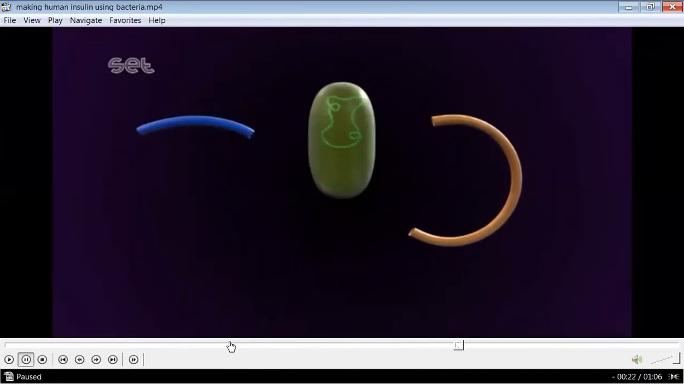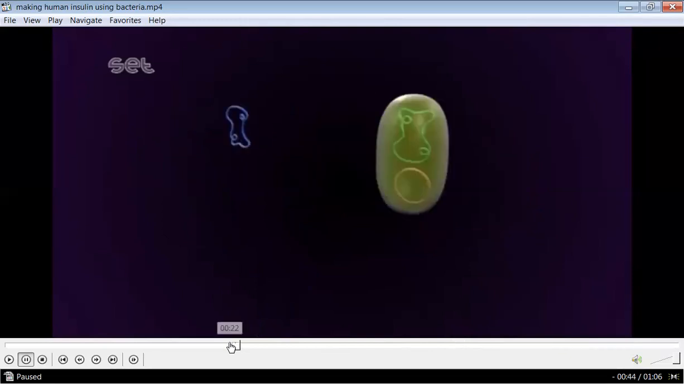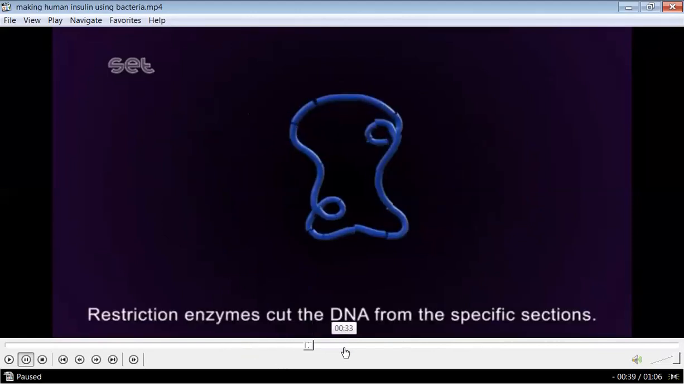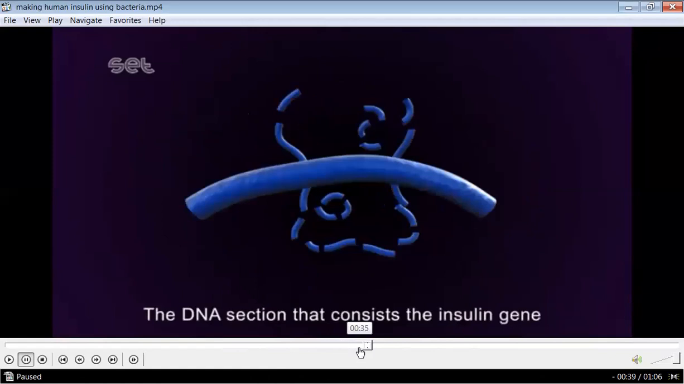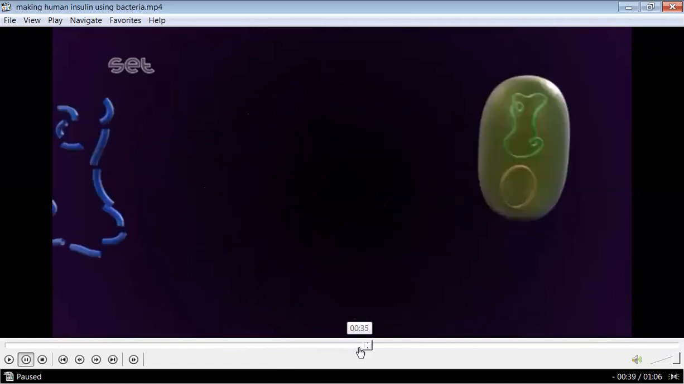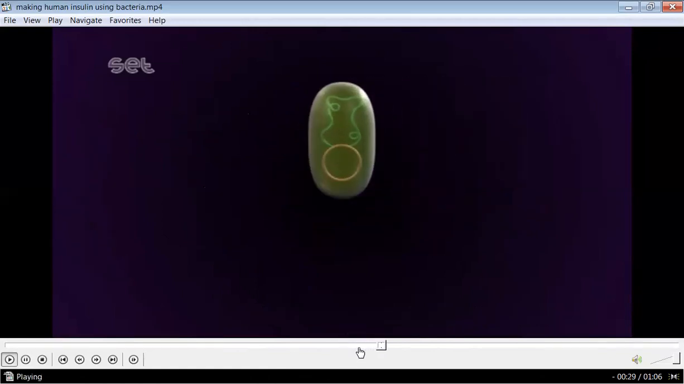See, we have a half circle here, almost a circle. This is the plasmid, and they got the blue one, which is the insulin gene from humans, and they need to join them together.